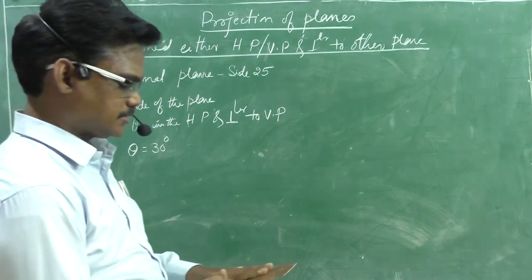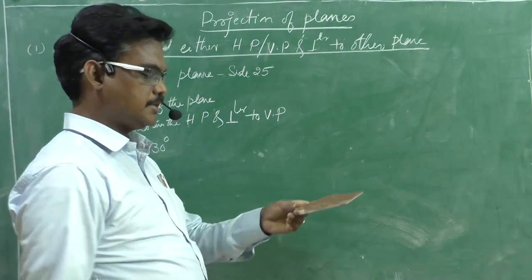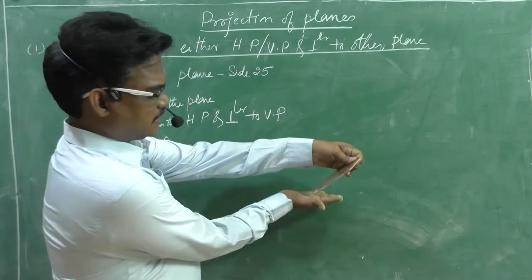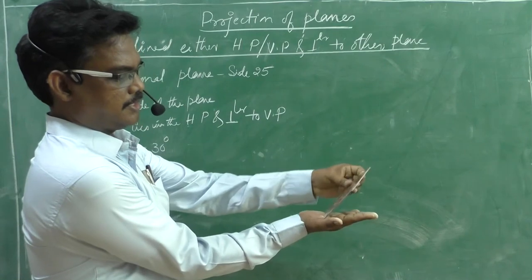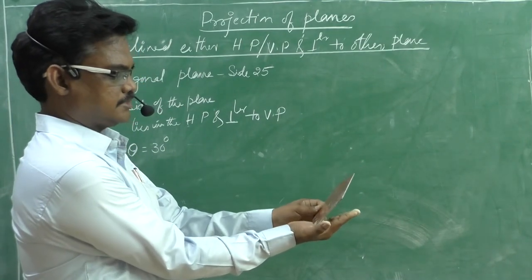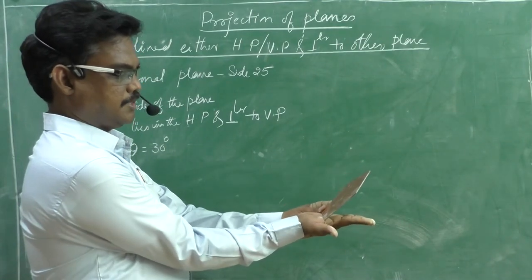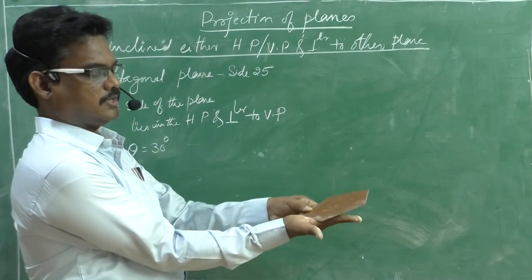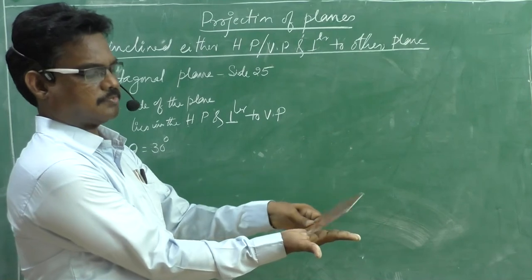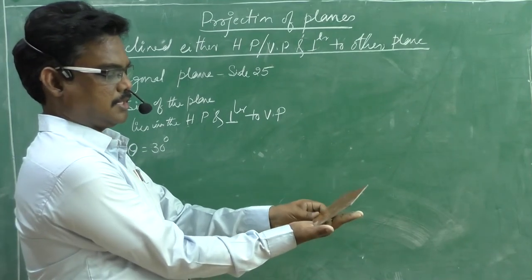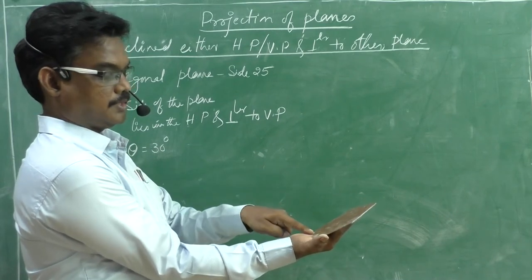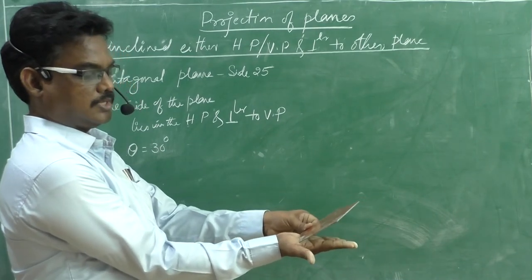See, this is the pentagonal plane. Suppose you consider this is the horizontal plane, one side is in the HP. And this side may be like this, it may be like this. Several orientations are possible, but this side is perpendicular to VP. Therefore, this is the only orientation.